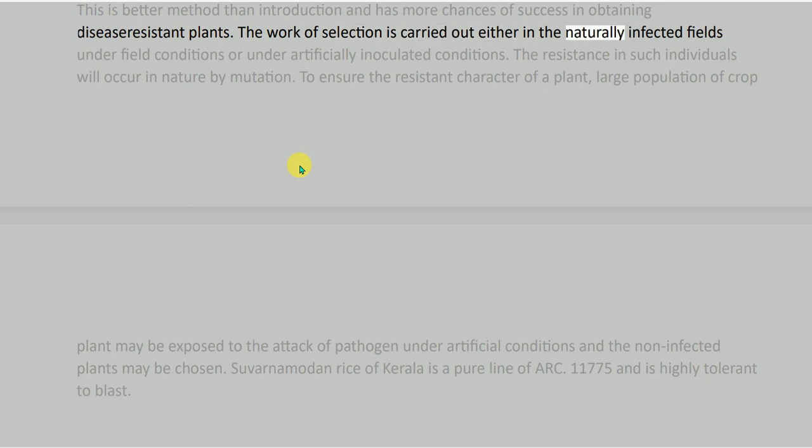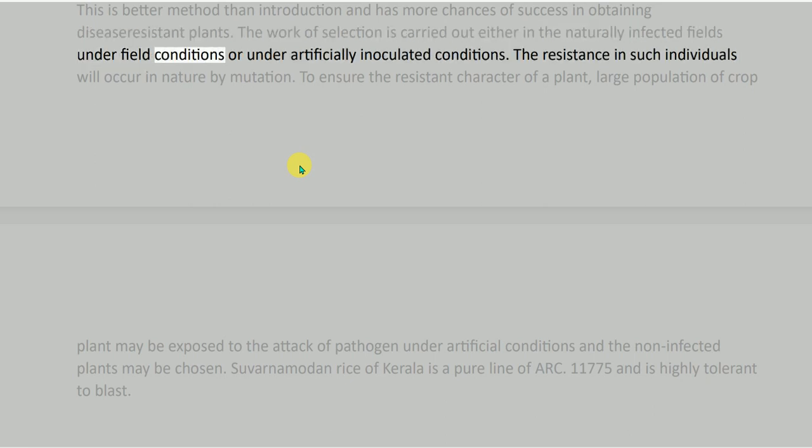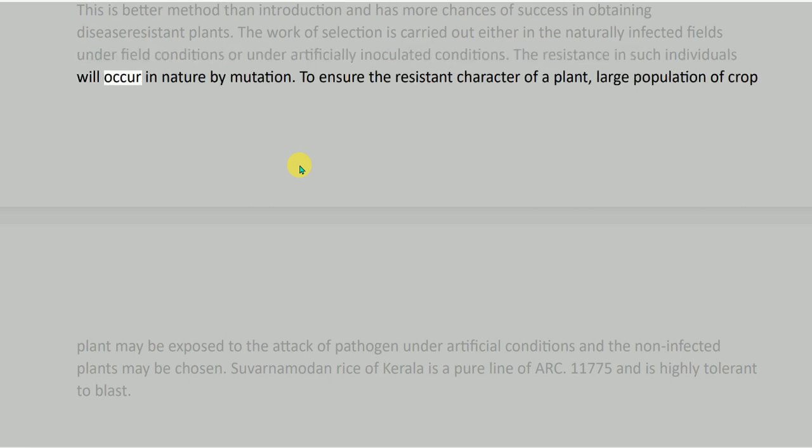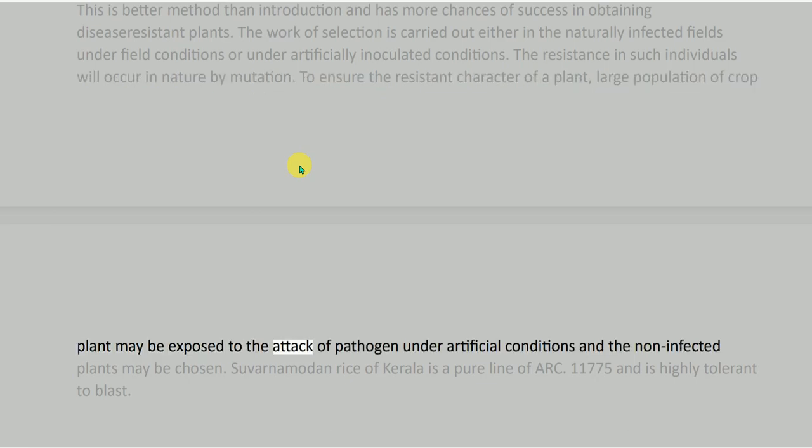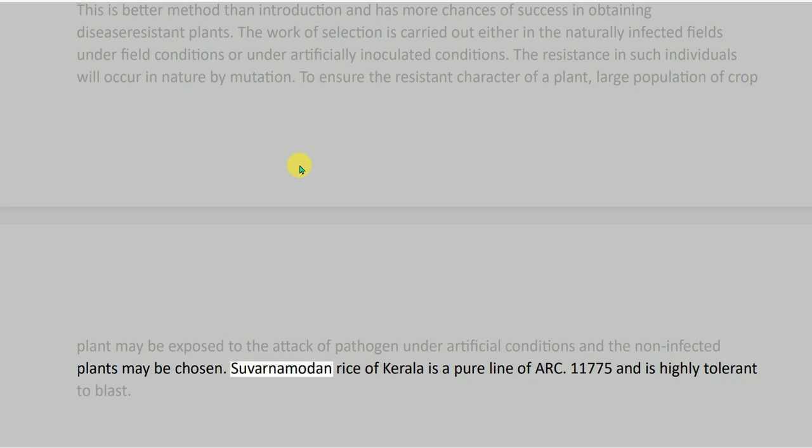The resistance in such individuals will occur in nature by mutation. To ensure the resistant character of a plant, a large population of crop plants may be exposed to the attack of pathogen under artificial conditions and the non-infected plants may be chosen. Suvarnamodan rice of Kerala is a pure line of ARC 11775 and is highly tolerant to blast.